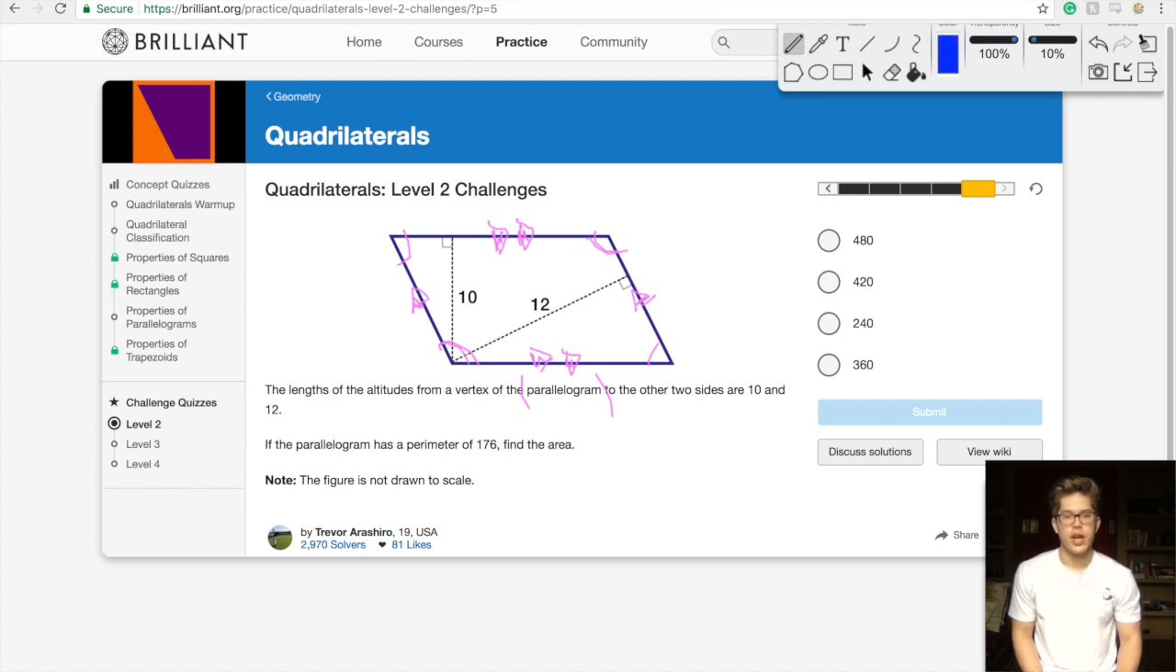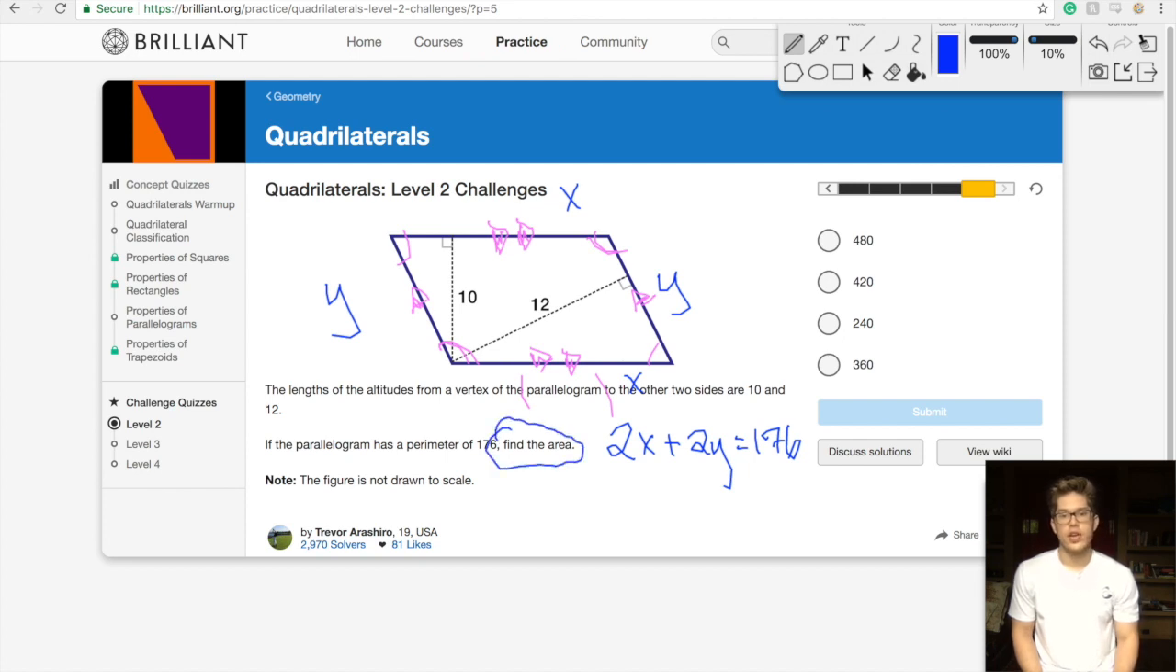And so what do we have? Well, if I just put a variable on it, I'll call my top and bottom x's and my left and right side y's. And we're told that the perimeter is 176, so I know that 2x plus 2y equals 176. And what else do I know? Well, what is this question asking for? It's asking for the area. Find the area.